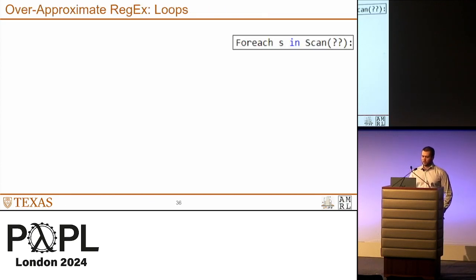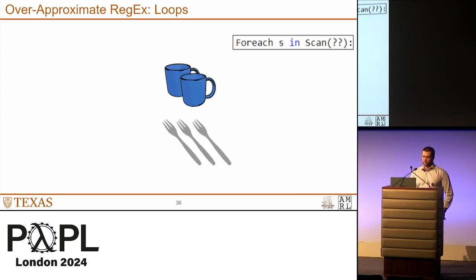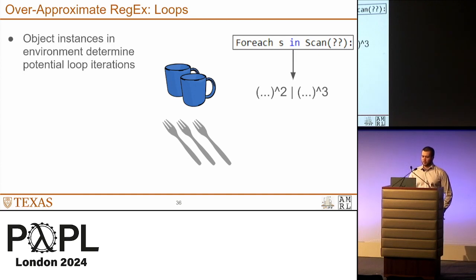Here we are given a loop with a hole to be completed. We know from our DSL that this loop occurs over an object type, and based on the information in the environment, could be filled with 2 cups or 3 forks. We generate an over-approximate regex of this code fragment based on the set of potential loop iterations inferred from the environment. In this case, we have the disjunction of the loop repeated 2 or 3 times.